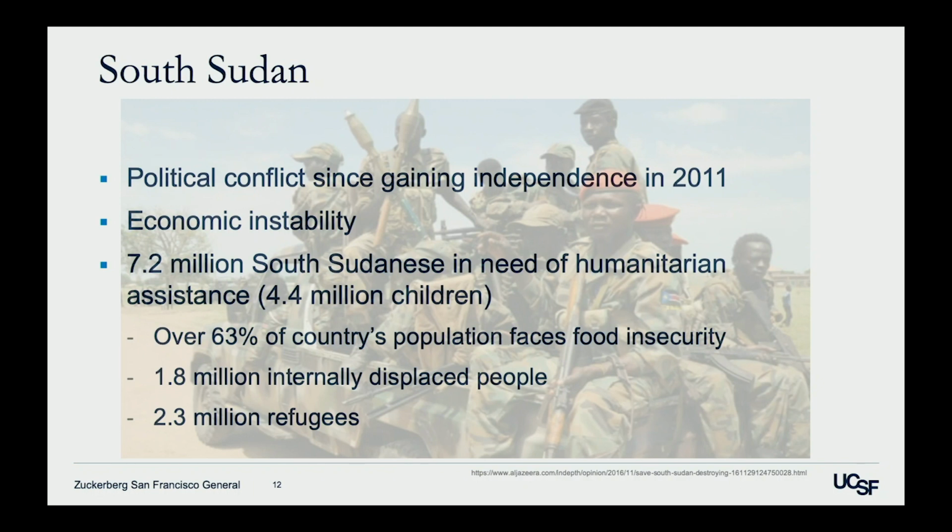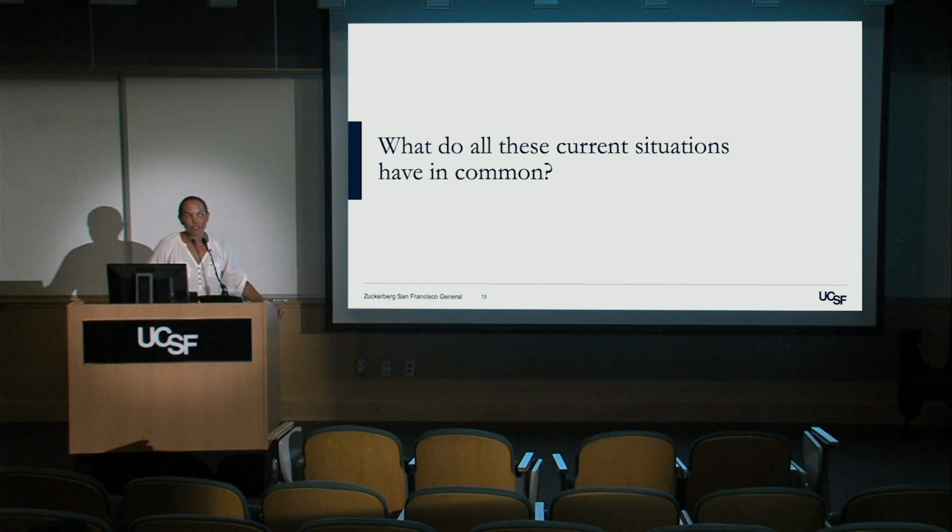Here we have 7.2 million South Sudanese in need of humanitarian assistance. 4.4 million of these people are children. Over 63% of the country's population faces food insecurity. 1.8 million are internally displaced, and 2.3 million are refugees. And I could go on and on about what's going on here, right? These are mostly conflict-ridden, but also epidemics, coronavirus currently, I mean, it could go on and on. So we're seeing a trend here, right?